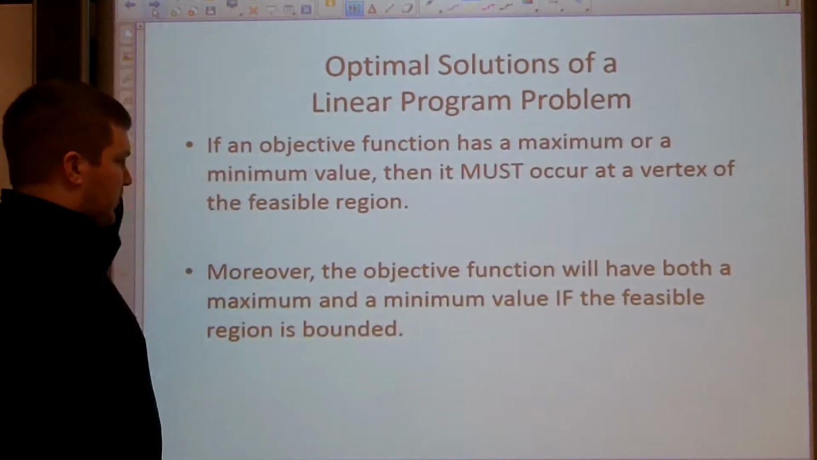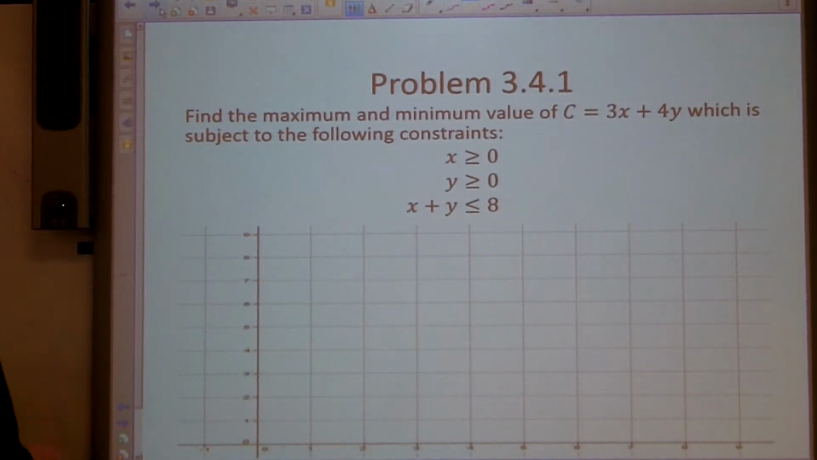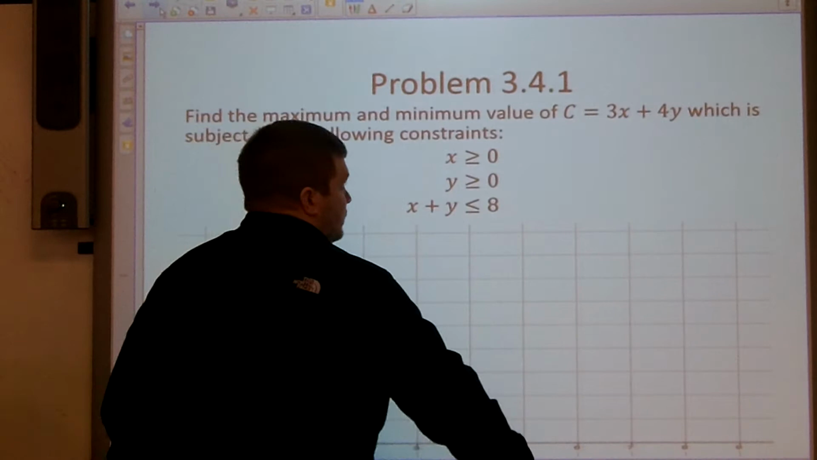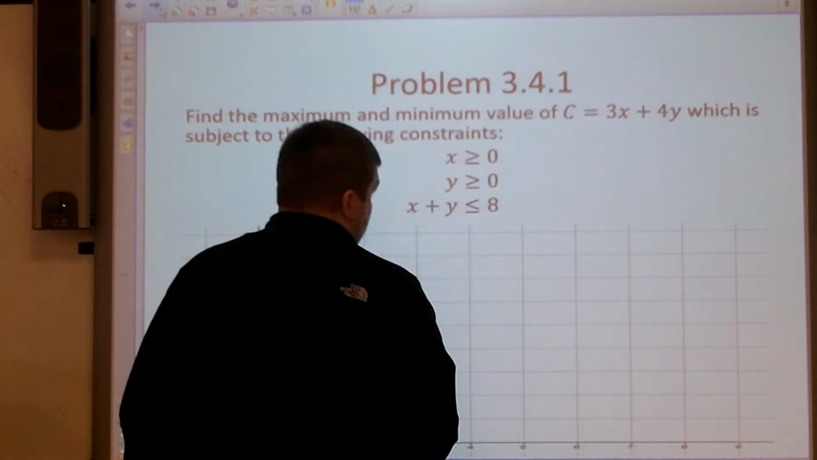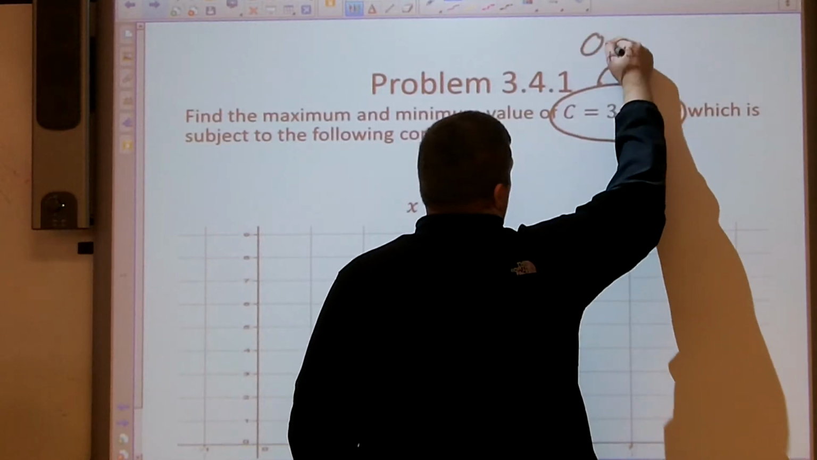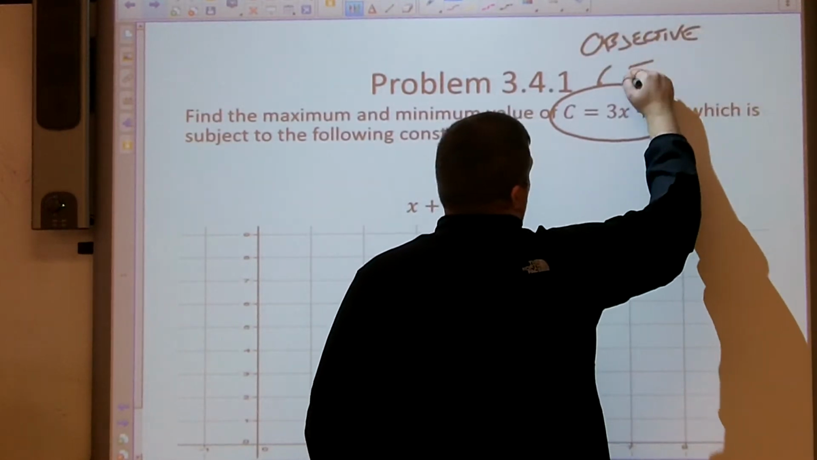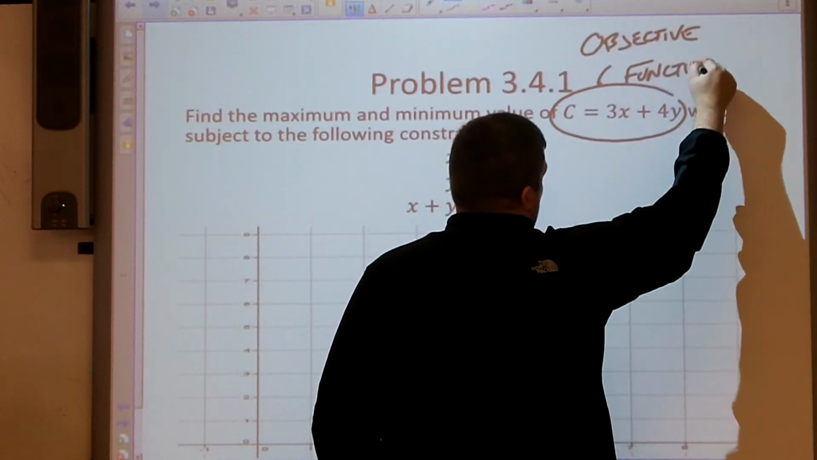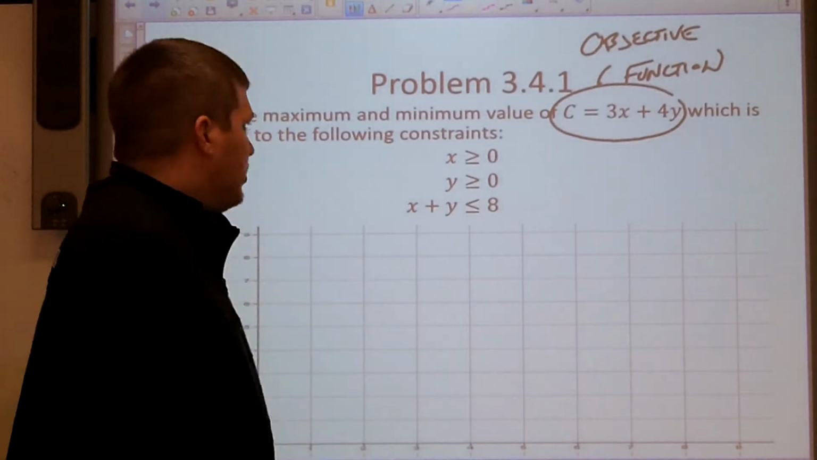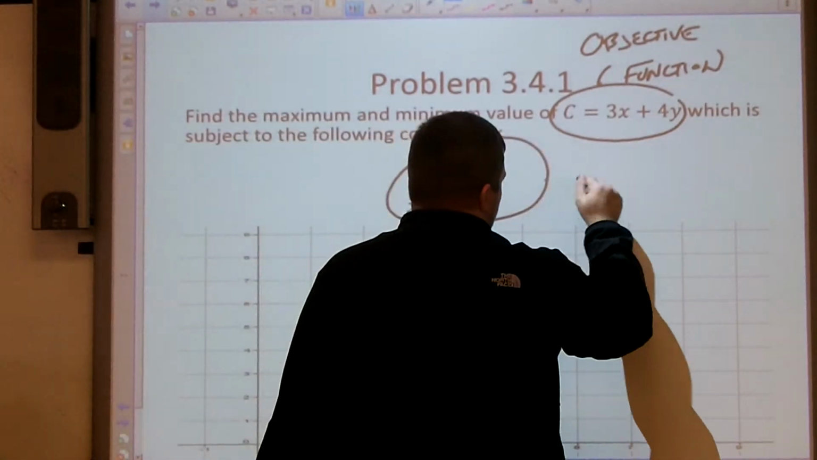You can read this on your own if you absolutely want to. All right, so find the maximum and minimum value of this function. So here, this is called the objective function, right here. This is my objective function. Okay, and we want to find the max and min of this function using these constraints. So here, these things right here are called my constraints.